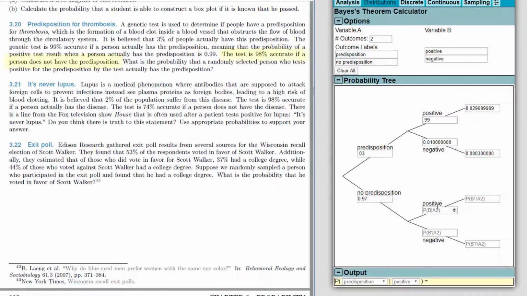And going down here, if somebody does not have a predisposition, it says that it's 98% accurate, meaning it will give a negative test result with a probability of 0.98. And again, clicking out of here, it's going to finish calculating all the probabilities in the tree for me.